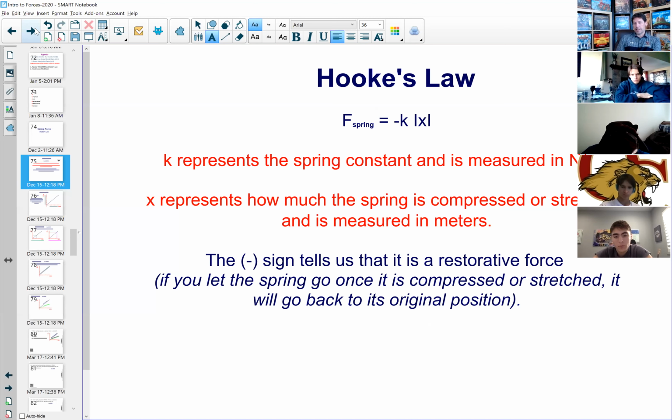It's more just to remind us that in springs, it's always a restorative force. So if I pull it apart, the spring is going to try to pull back against me to restore the original shape. If I push it together, it's going to push back against me to try to restore its original shape. So the force that a spring applies always tries to restore its original shape, and that's where that negative comes from.